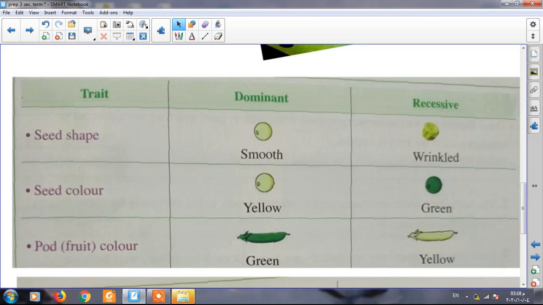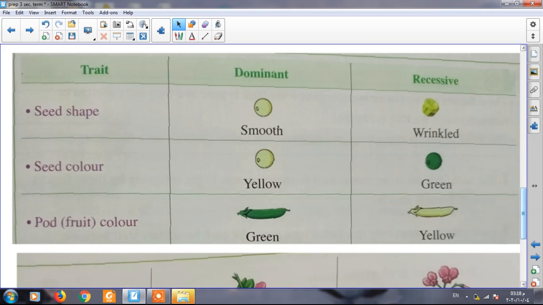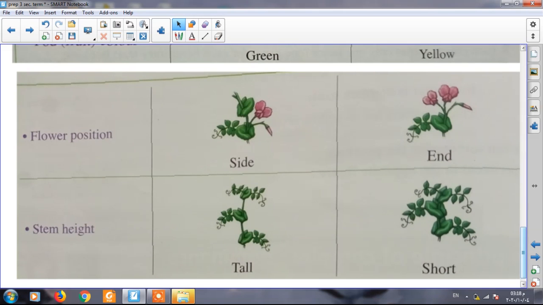So what about the color of the fruit? The color of the fruit may also be green or yellow, but in this case it is opposite. In seed color, yellow is dominant, but in fruit color, green is dominant. So what about the color of the flower? The flower may be red or white. Red is dominant but white is recessive.